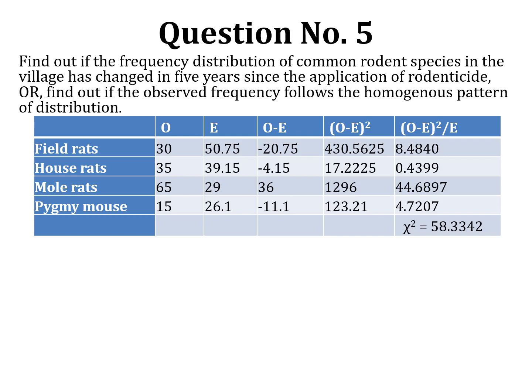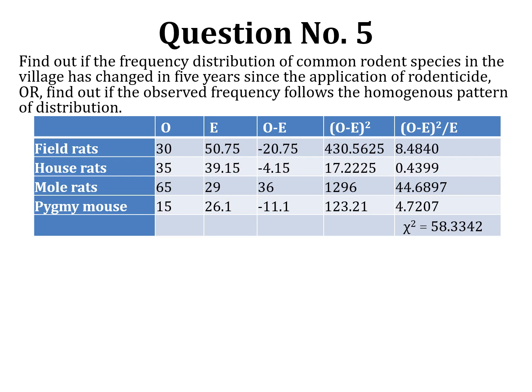So here we have our chi-square calculation table. The observed frequencies are 30, 35, 65, and 15. The expected frequencies are 50.75, 39.15, 29, 26.1 for pygmy mouse. Then we have the difference between observed and expected frequencies for our 4 classes.